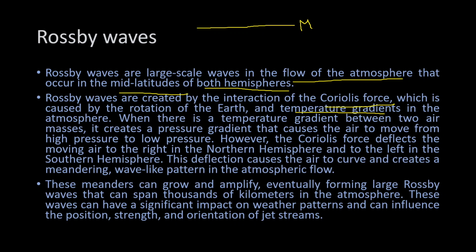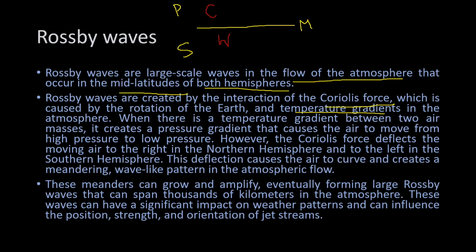Here is the mid-latitude, here is the polar region and here is the subtropical region. In the subtropical region, we have warm air, and in the polar region there is a cold air mass. So this is the difference between two temperatures, which is simply called the temperature gradient. So the interaction of Coriolis force and temperature gradient: when there is a temperature difference between two air masses, it creates a pressure gradient.